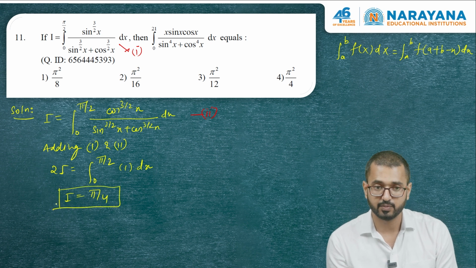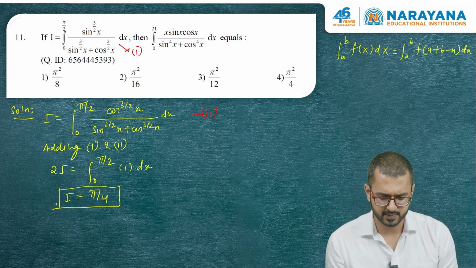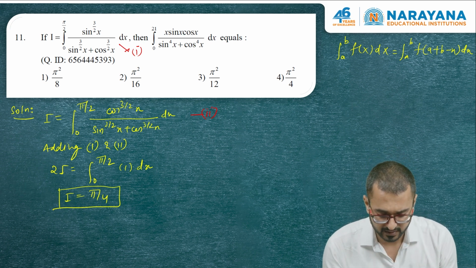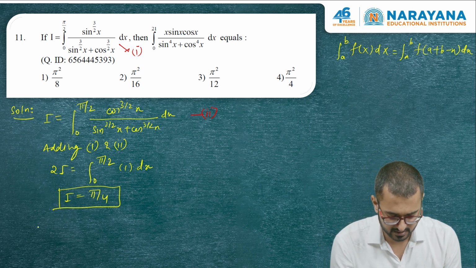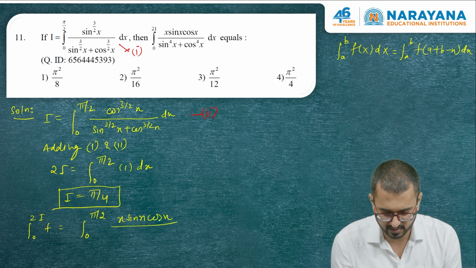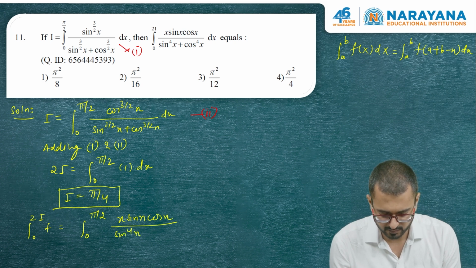So we got now I equal to pi by 4, and the next part starts from here, and it states we have to find out 2I. That means integration, next part, from 0 to 2I. 0 to 2I means pi by 2 only, and f is given to be x sin x into cos x upon sin 4 plus cos 4.